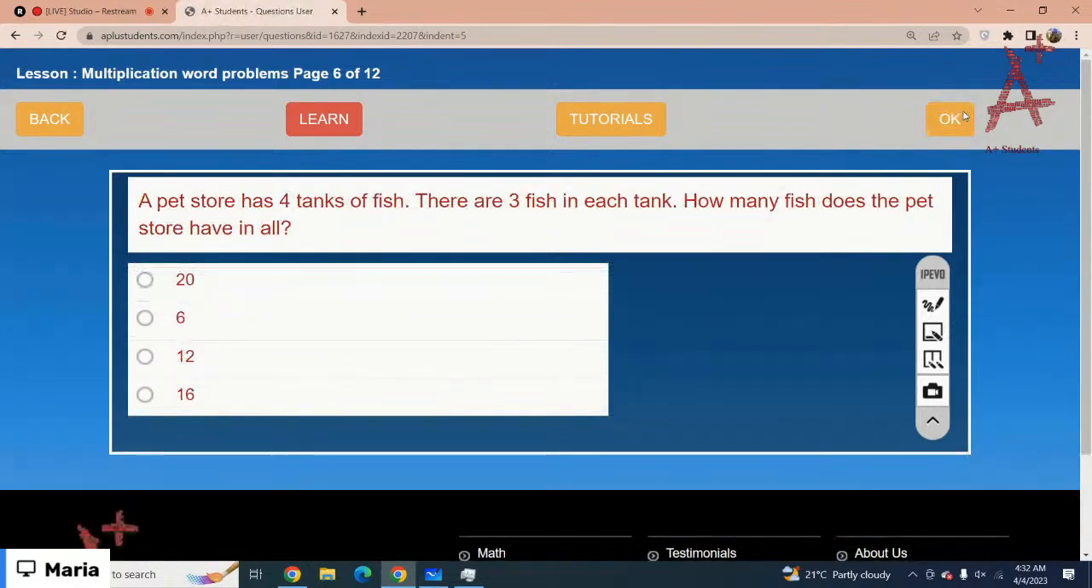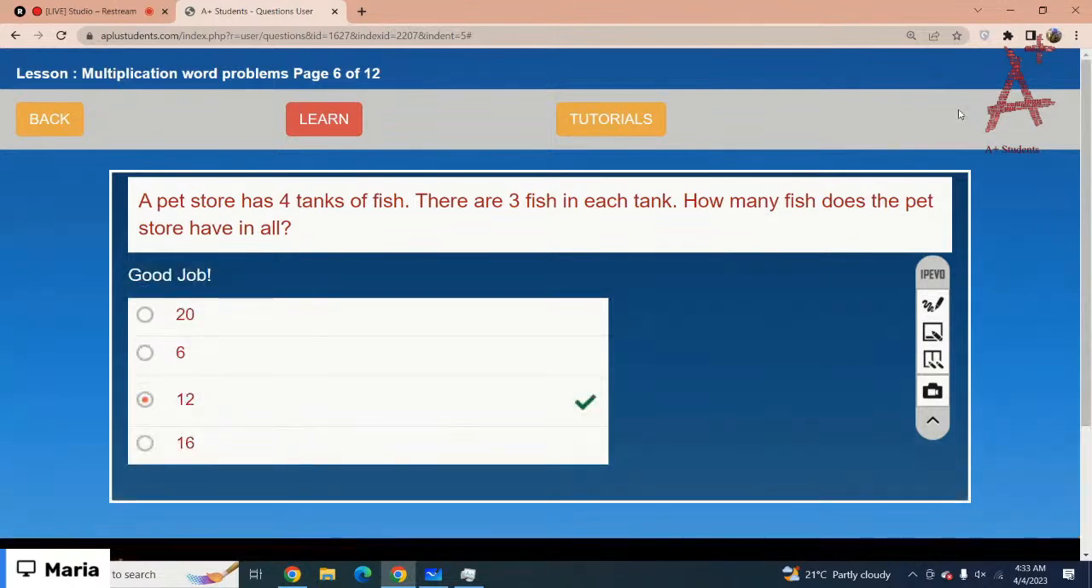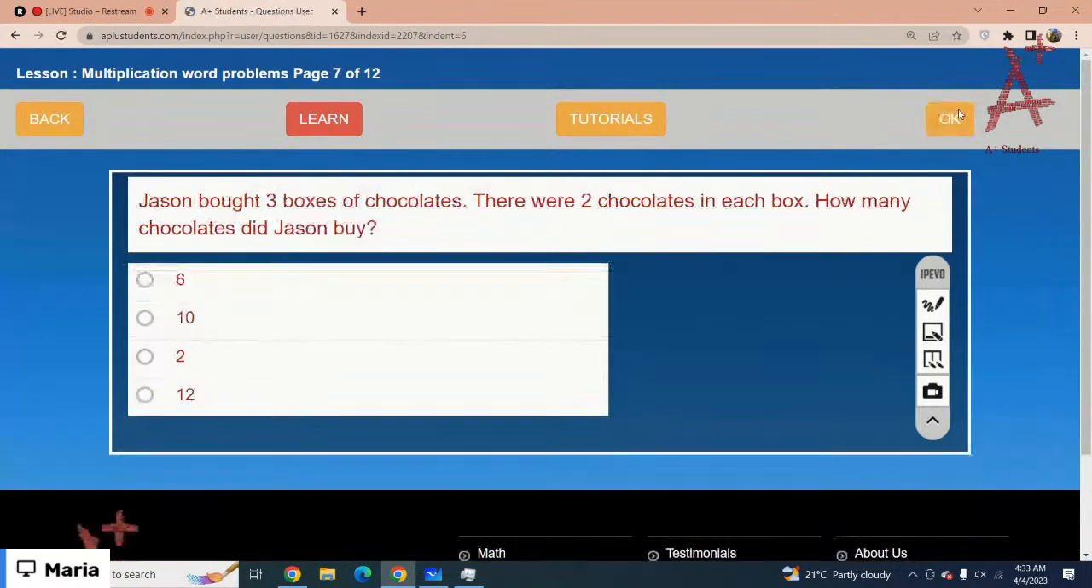Okay, a pet store has 4 tanks of fish. There are 3 fish in each tank. How many fish does the pet store have in all? Yes, 4 times 3. 4 times 3 is 12. Got it? That means the total fish in the tanks are 12. Got it?